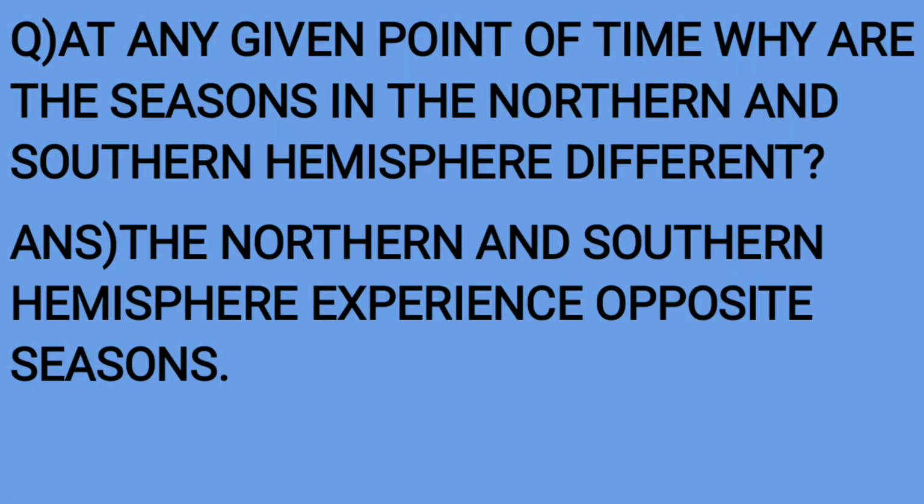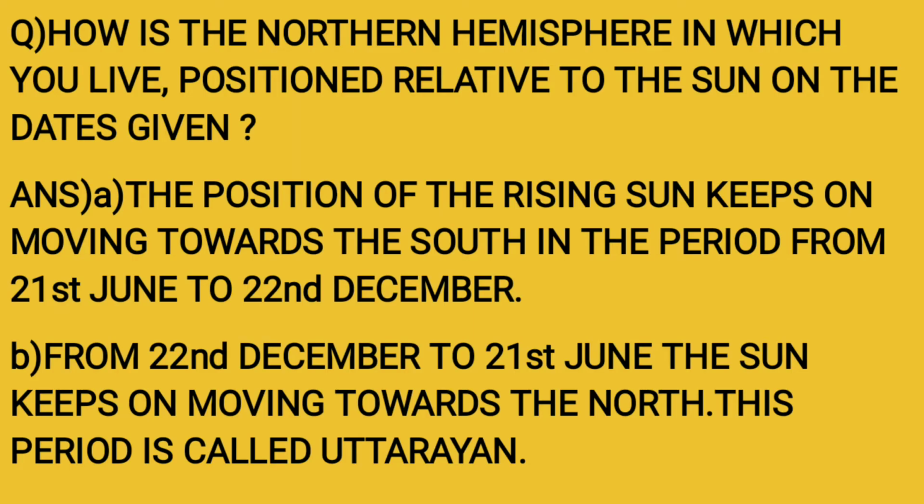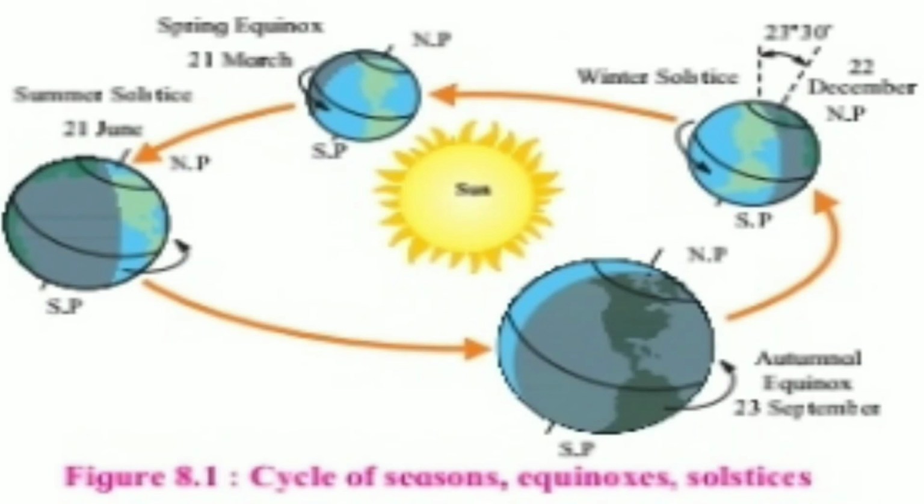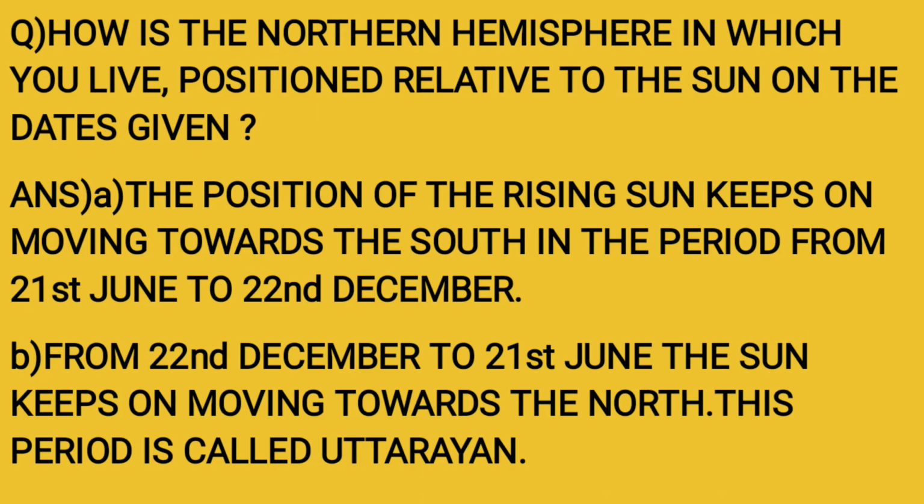At any given point of time, why are the seasons in the northern and southern hemisphere different? Why are the seasons different in the northern hemisphere and southern hemisphere? See? Look here in the diagram again. Whenever it is summer in the northern hemisphere, what will it be in the southern hemisphere? Winter here. It will be opposite, right? Both are opposite because the equator divides them. So summer here in the northern hemisphere means winter in the southern. If it is winter in the northern hemisphere, what will it be in the southern? Summer season. Okay, it is always the opposite seasons.